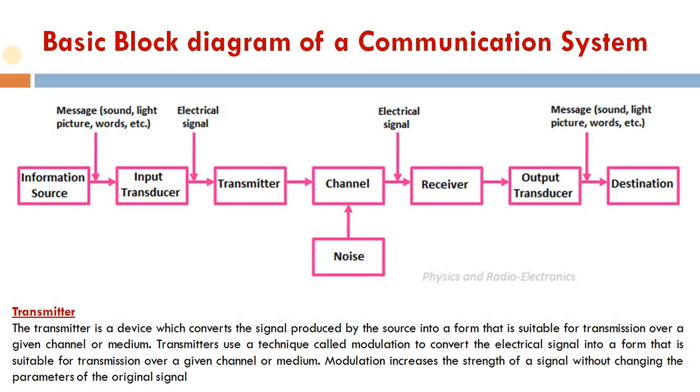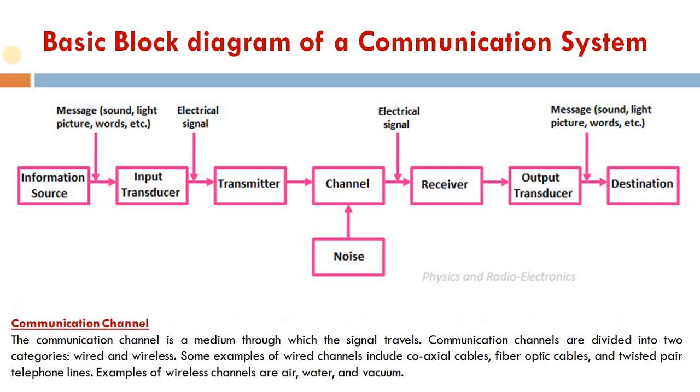Transmitter uses a technique called modulation to convert the electrical signal into a form that is suitable for transmission over the given channel or medium. Modulation increases the strength of a signal without changing the parameters of the original signal. The transmitter communicates the information through the channel.